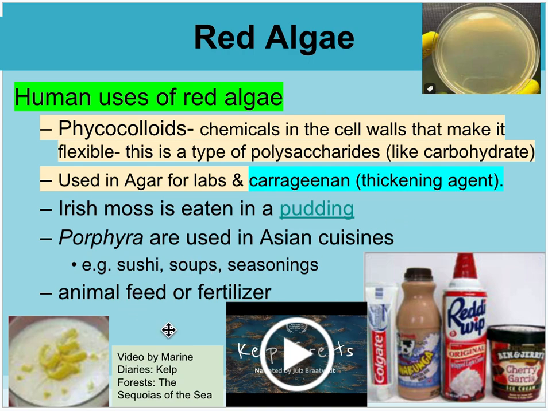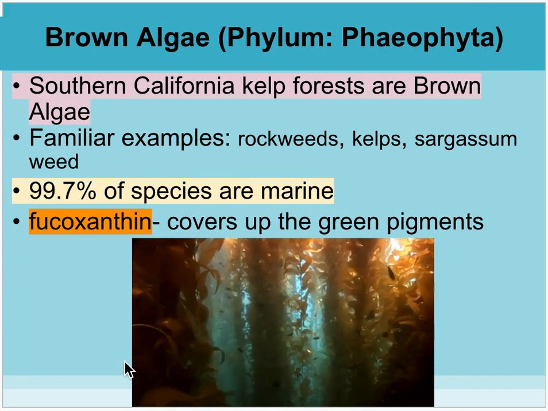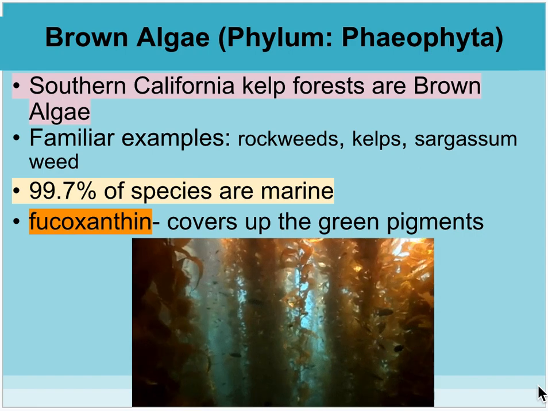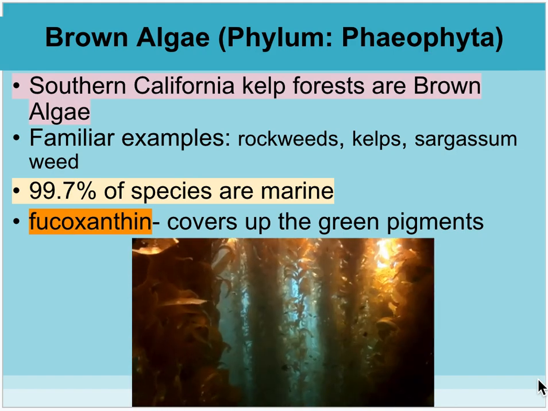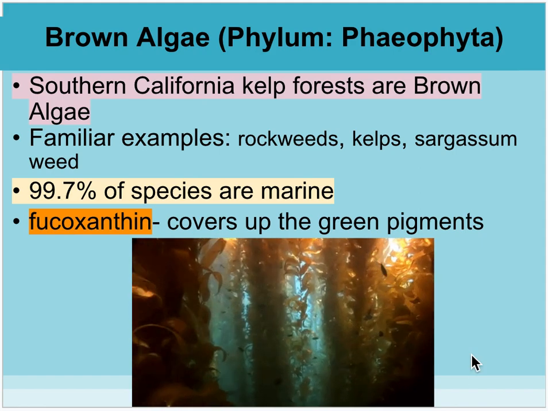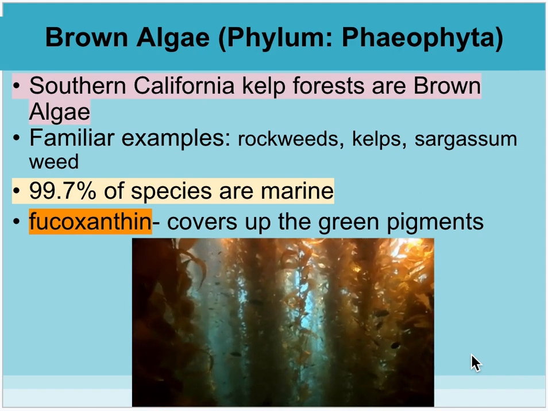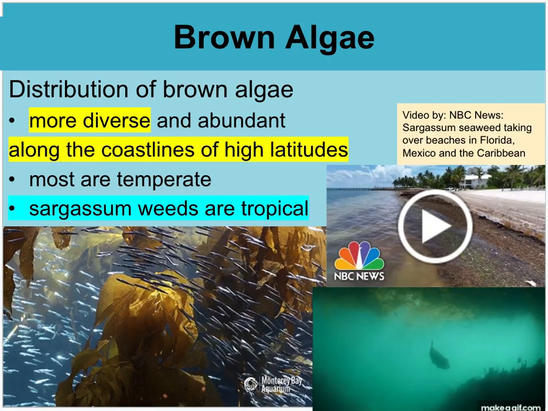Here's a video by Marine Diaries, Kelp Forest, the sequoias of the sea. And while these aren't the sequoias, the brown algae in the next slide are. And it makes these awesome forests like we have in Southern California, these beautiful kelp forests. So brown algae, some examples are rockweeds, kelp, sargassum weed. Most of these species are marine and not freshwater. They actually have fucoxanthin in them, which covers up the green pigments, and that's why they appear brown.